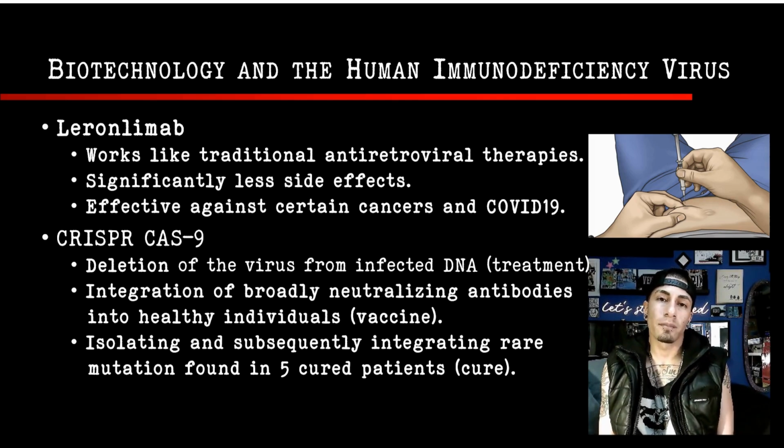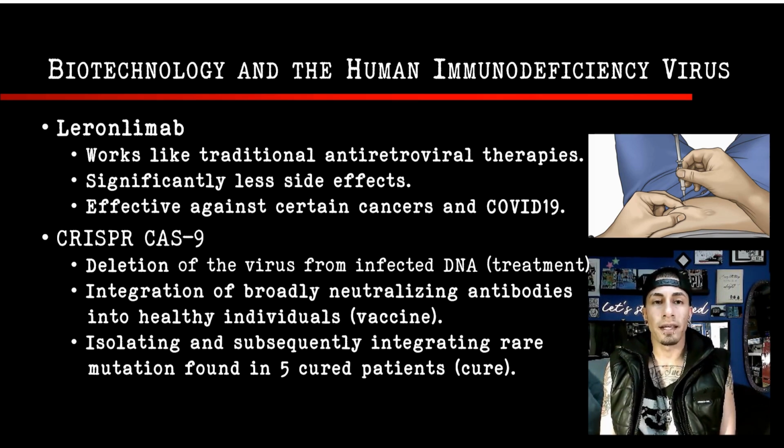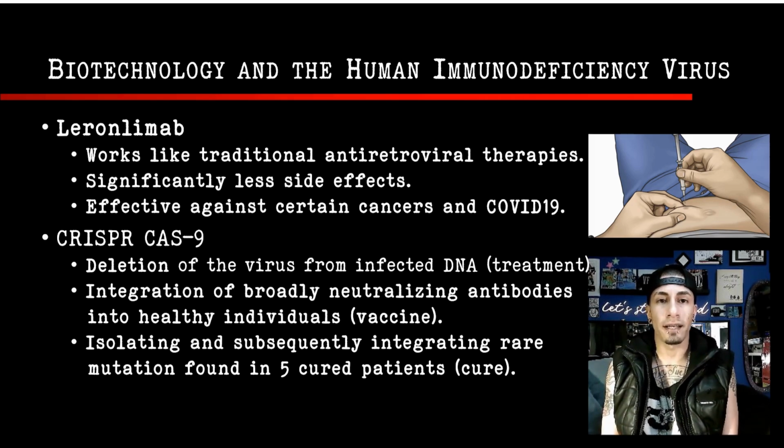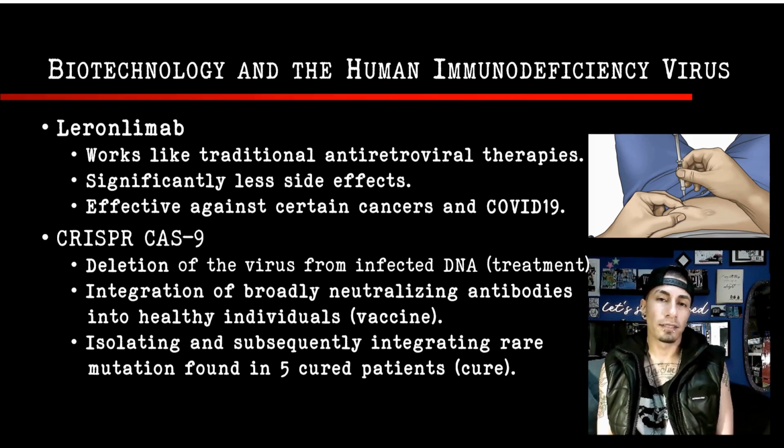Another way that biotechnology and bioengineering are helping is with the creation of a cure, and they are trying to isolate and integrate the gene from 5 people who have been fully cured of HIV. Their cases are a little bit interesting because they actually had bone marrow cancer and HIV, and they tried a very experimental procedure for a bone marrow transplant using stem cells, and they found out after that that their HIV was in complete remission.